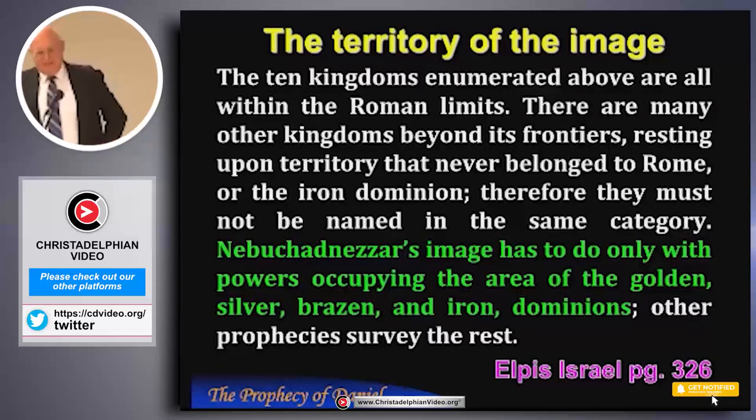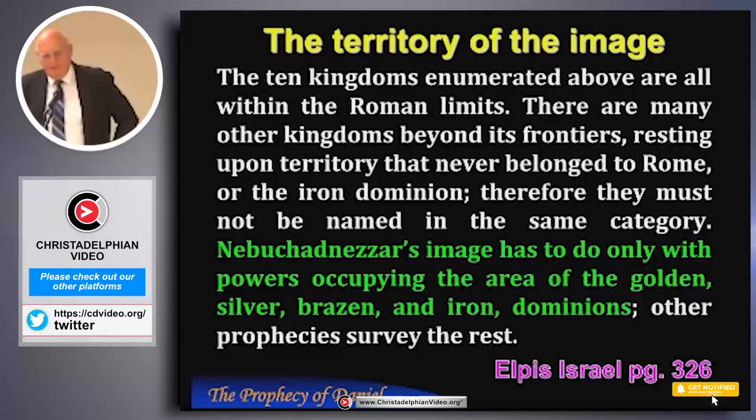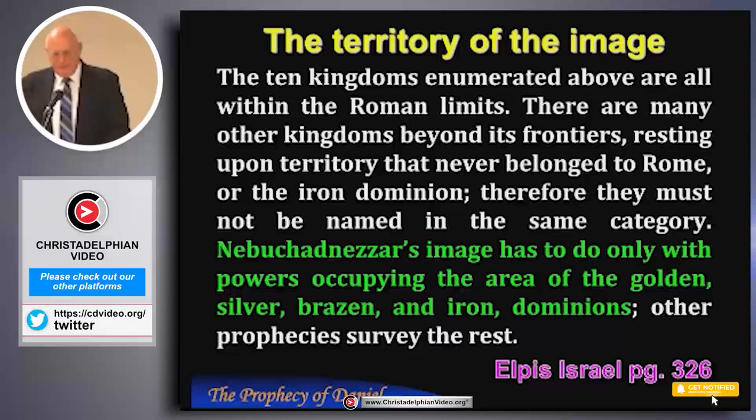He goes on to say this, the 10 kingdoms enumerated above, the ones he's just spelled out a little previously, are all within the Roman limits. There are many other kingdoms beyond its frontiers, like, for example, Denmark and the countries of Lithuania, which are part of the European Union. They are beyond the limits of the old Roman Empire. That's what he's talking about. He says there are many other kingdoms beyond its frontiers resting upon territory that never belonged to Rome or the Iron Dominion. Therefore, they must not be named in the same category.